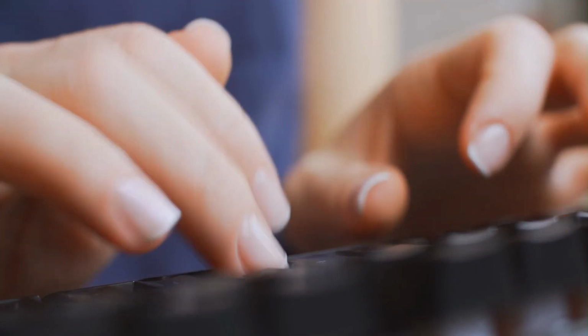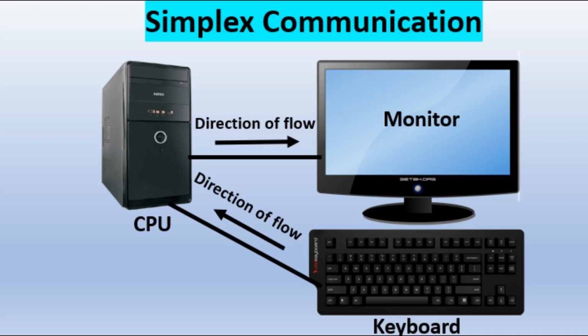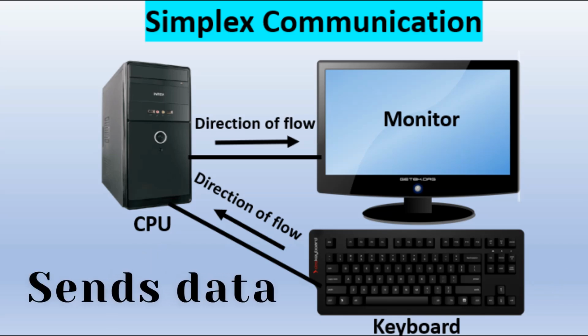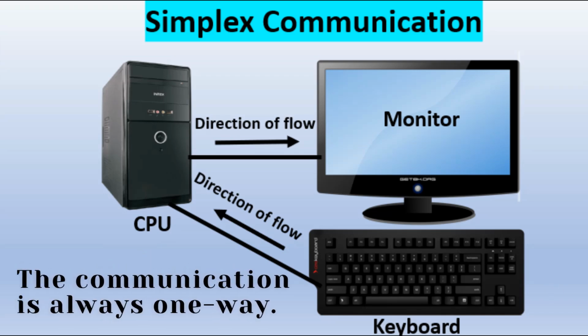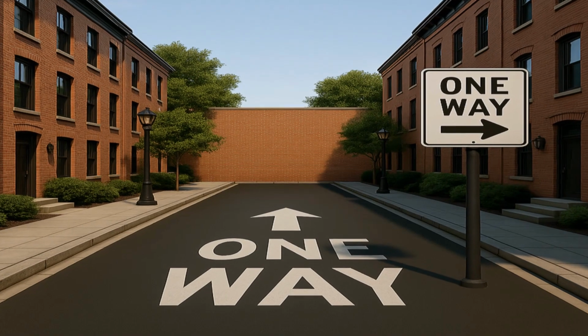Example: a keyboard sends input to the computer. Think of it like this: the keyboard is connected to the CPU and sends data to it. However, the CPU doesn't send any data back to the keyboard. So, the communication is always one-way, like a one-way street.